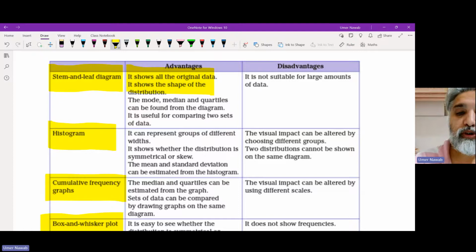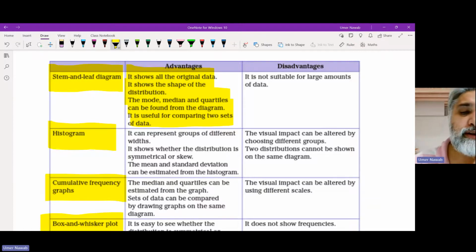Also, it shows the shape of the distribution, like a horizontal histogram or horizontal bar chart, so you can see if the leaves are symmetrically distributed in their rows. The mode, median, and quartiles can be found easily from the diagram. Yes, guys, as you saw in the previous videos, in the stem and leaf diagram I was finding medians and quartiles. I can also find the mode.